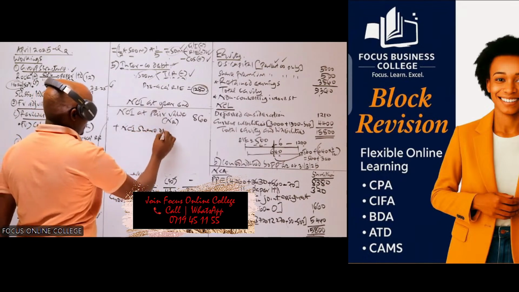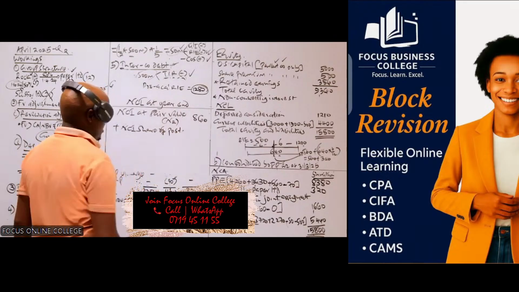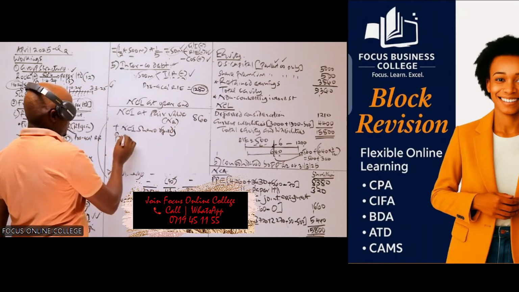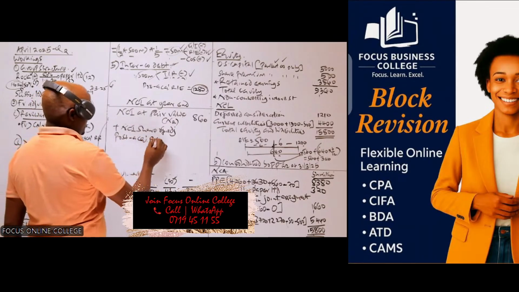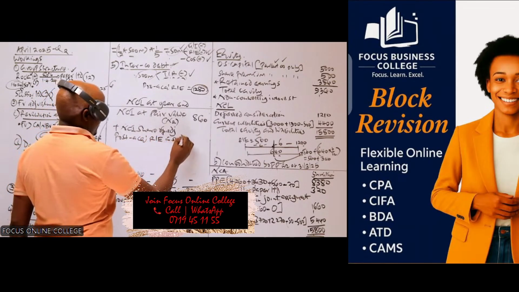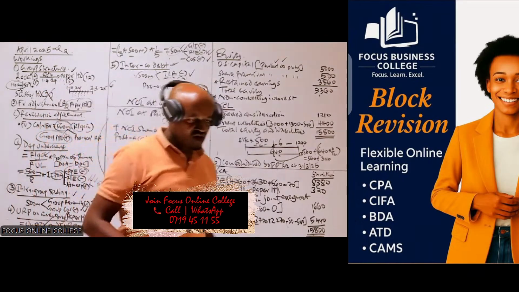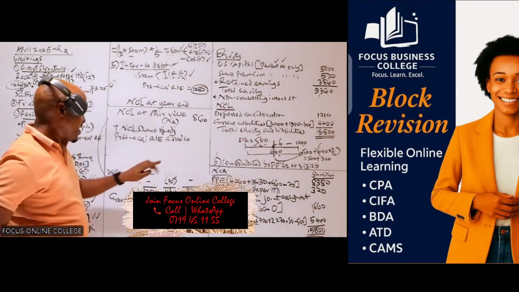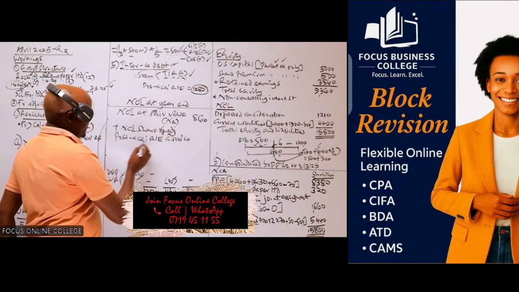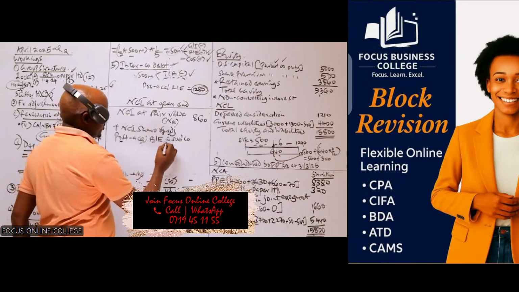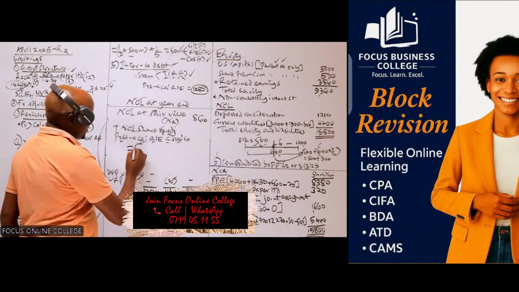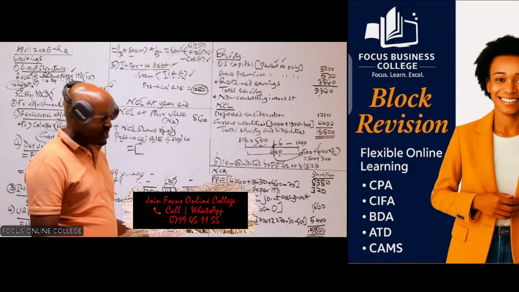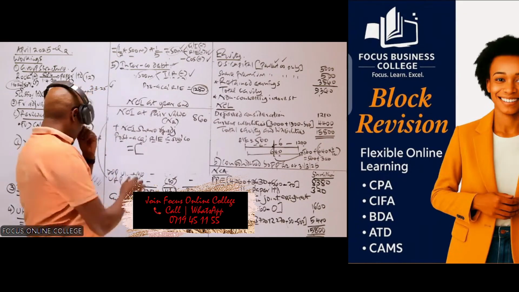NCI share of the post, that is the NCI share of the adjusted post-acquisition retained earnings in the subsidiary company. So where do we have this figure? The adjusted post-acquisition retained earnings of the subsidiary. So that is basically the figure which we have here. This is the adjusted post-acquisition retained earnings of the subsidiary, which is how much?